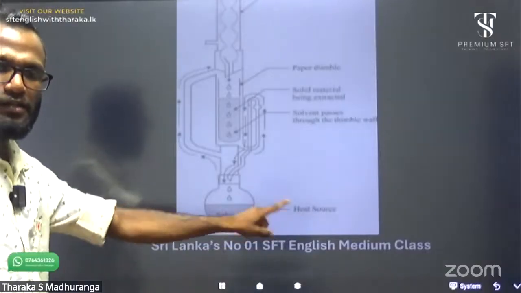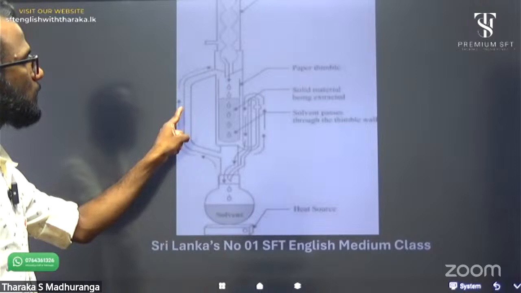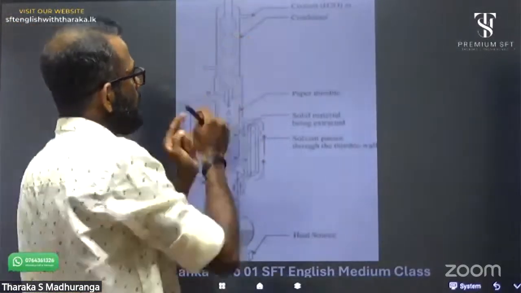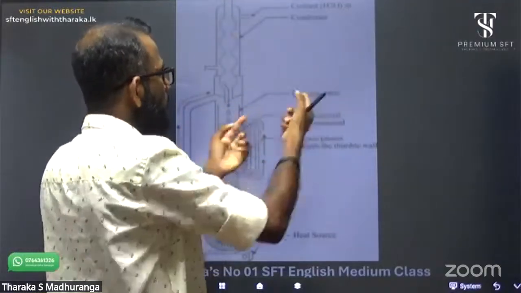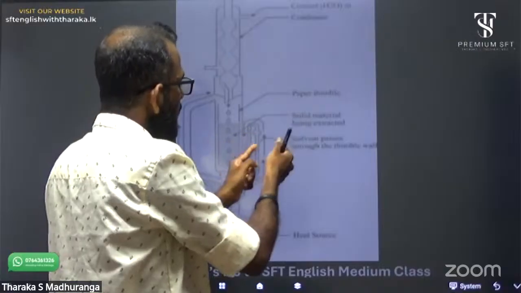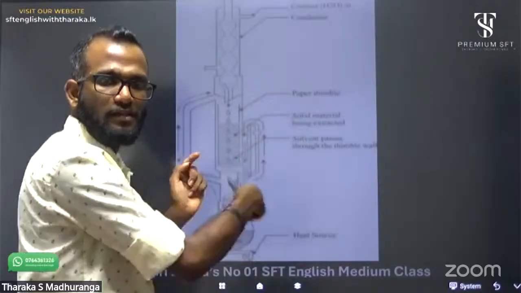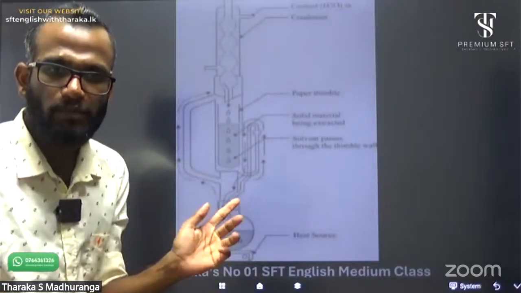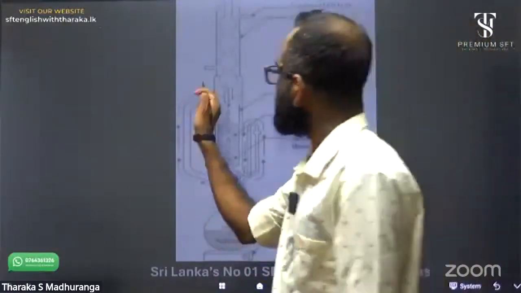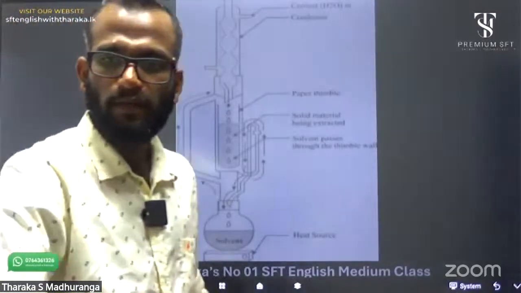This is the heating structure, round bottom flask, solvent transfer line, and condenser. And this is a paper thimble, meaning capsule, and plant material, and this U-shape line we call a siphon tube. Okay, complete. This is the water inlet and this is the water outlet or coolant outlet.